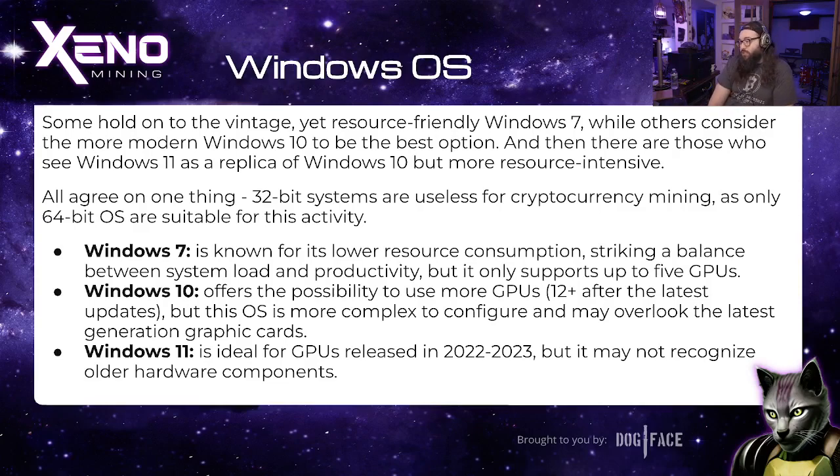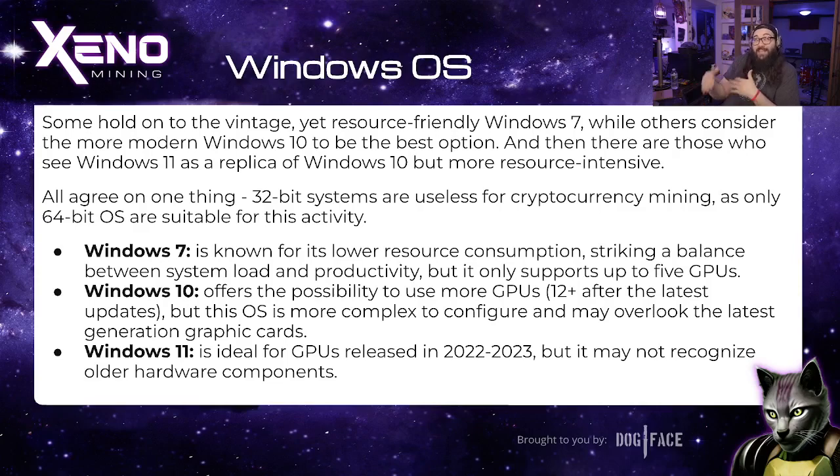So Windows 7 is known for its low resource consumption, striking a balance between system load and productivity, and it only supports up to 5 GPUs. So if you don't have anything that's more than 5, maybe this doesn't really matter to you, and you just want a very simple rig, Windows 7 is a great option to start with. You can get Windows 7 for free at this point, right? Windows 10 as well offers the possibility to use more GPUs.